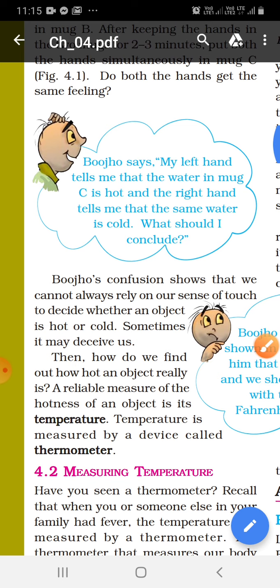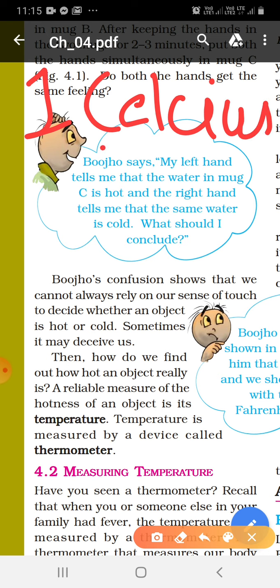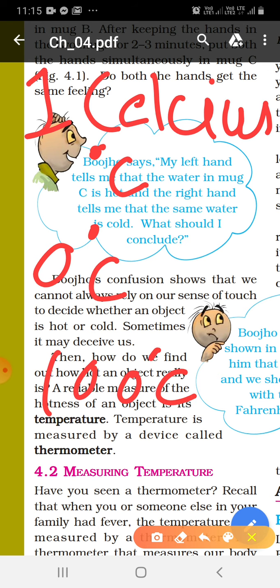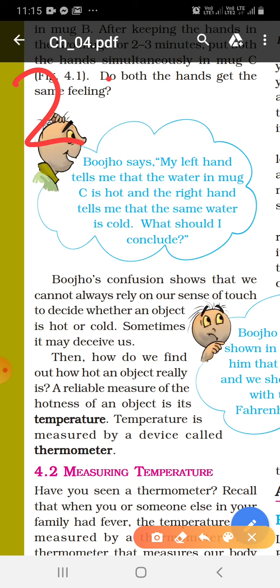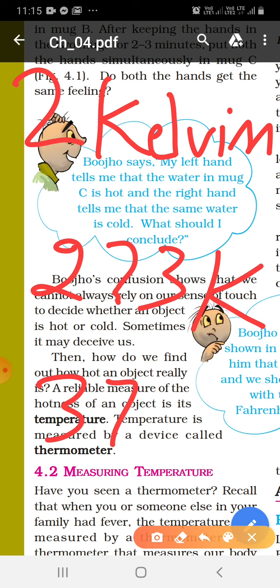In Celsius scale, its symbol is degree Celsius. The freezing point of water is 0 degree Celsius, and the boiling point of water is 100 degrees Celsius. Second scale is Kelvin scale. Freezing point of water is 273 Kelvin, and boiling point of water is 373 Kelvin.